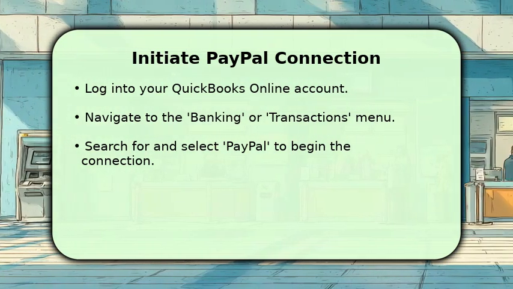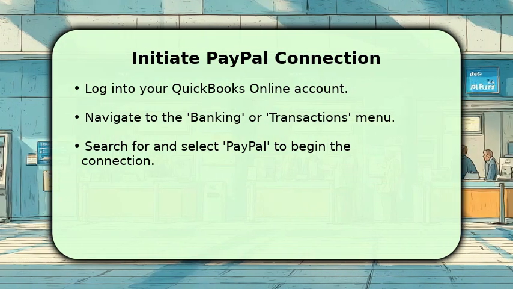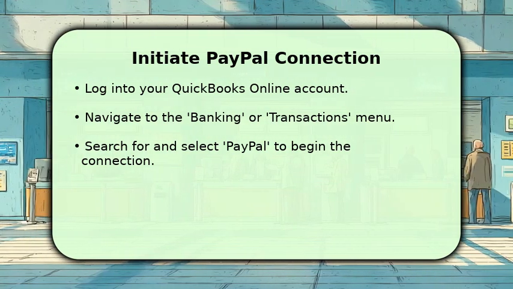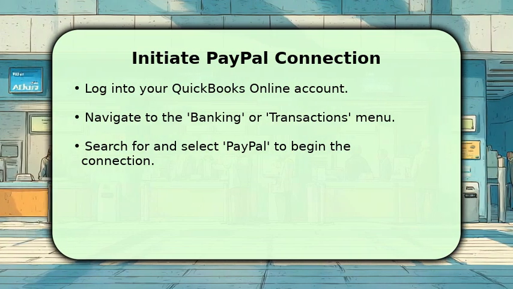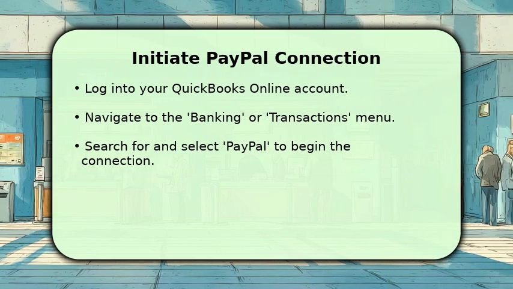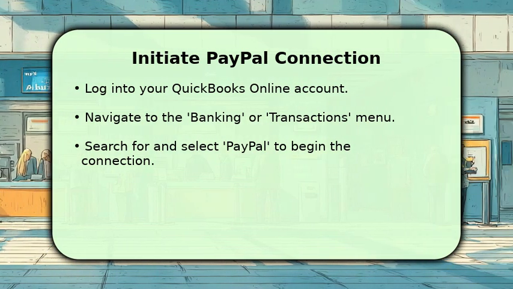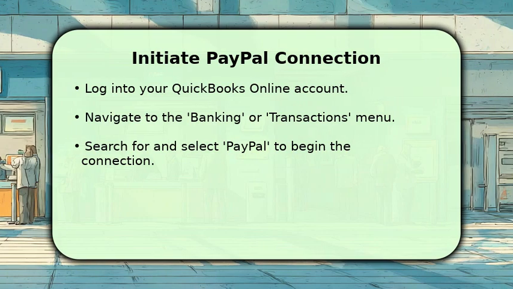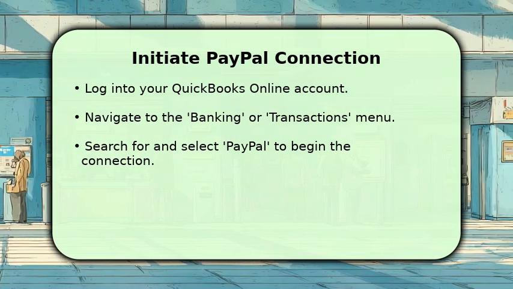Begin by logging into your QuickBooks Online account and navigating to the Banking or Transactions menu on the left sidebar. From there, select Link Account or Add Account to start the process. You will then see an option to search for different financial institutions. Type PayPal into the search bar. This action will bring up the Secure Connection prompt for PayPal, initiating the crucial next step in your financial integration.